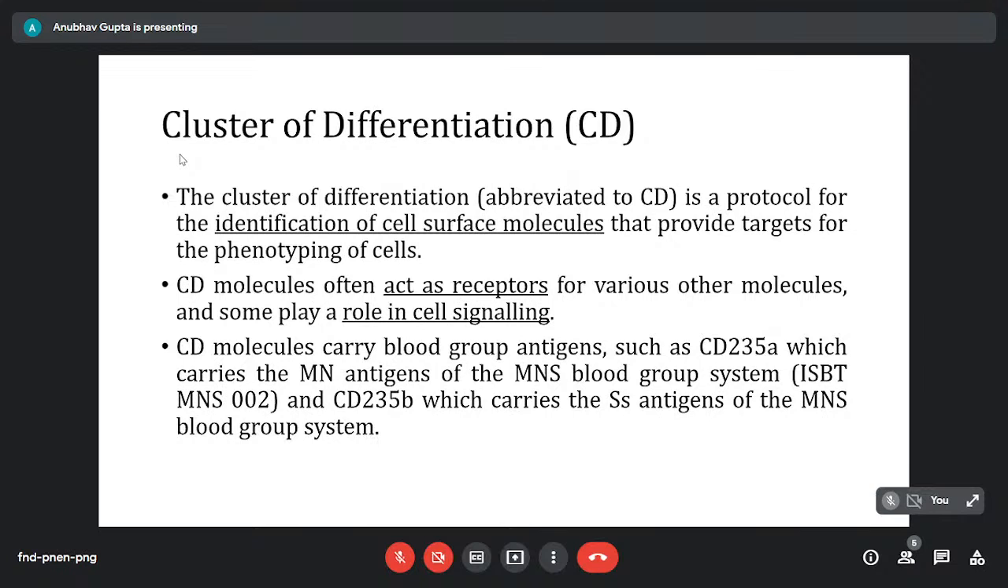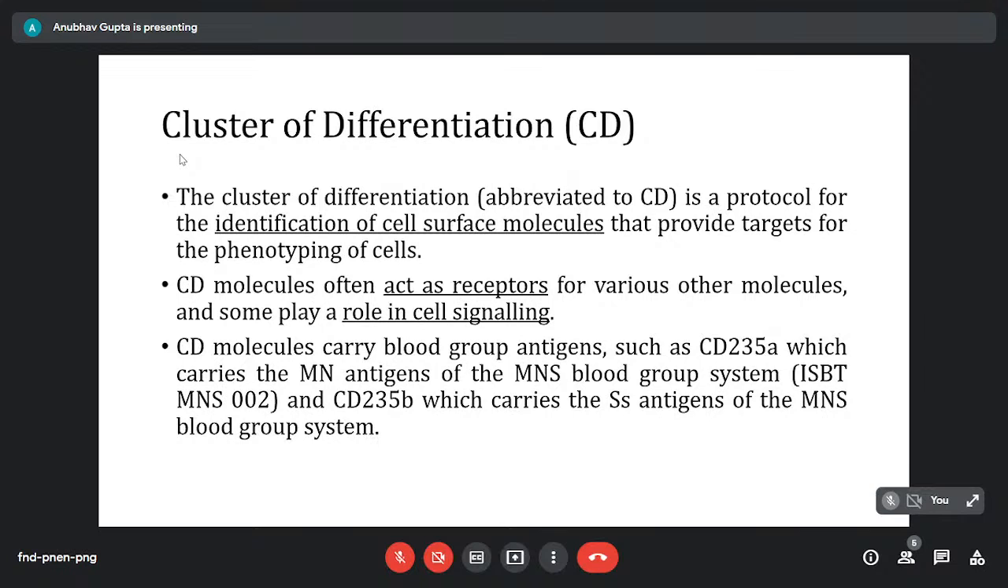The CD molecules may act as receptors, or they may have a role in cell signaling. Again, I'm taking the same example of the complement system: CD55 and CD59 are markers and receptors for PNH. They have a role in cell signaling for complement activation.